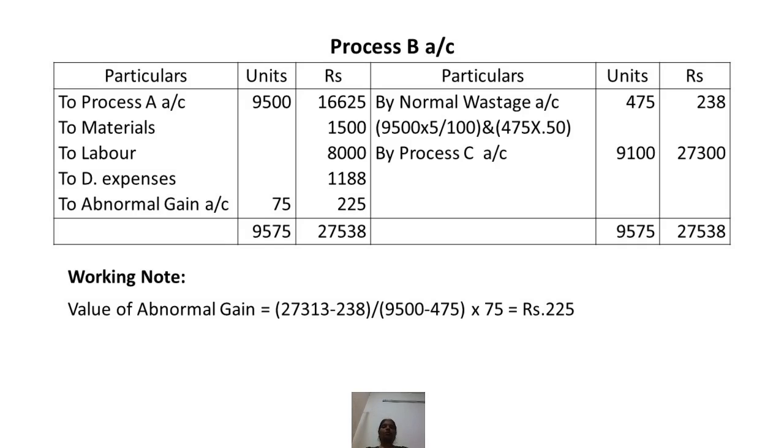Then here we have to write the total. Now how many units are getting transferred from B to C? 9,100 units. Then we have to add up. We get 9,575. The same amount works. Now we got in the credit side 9,575 as units. So the same units will be applicable here also. So we have to write the rest as the abnormal gain. Then here we have to write the total.